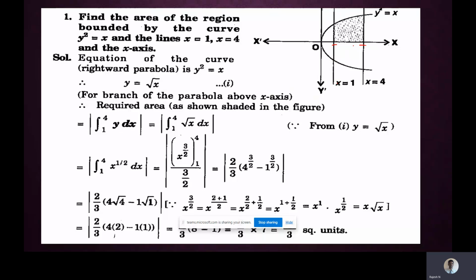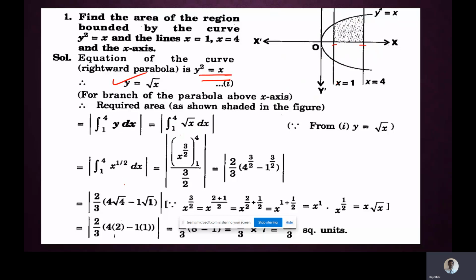You have to find the area between the curve y squared is equal to x, which means it is a right-handed parabola. So y squared is equal to x means y is root x. Area is equal to, you know the area formula, integral a to b y dx. Here a is 1, b is 4. So integral 1 to 4 y dx.